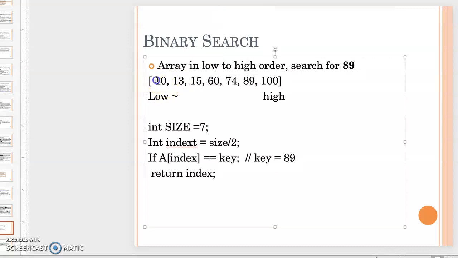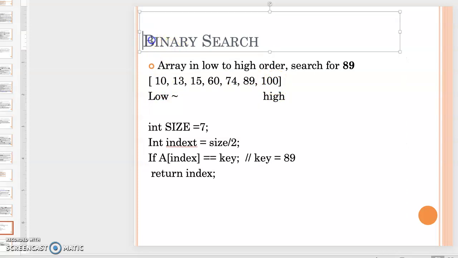We start from low to high. You can see they are in sorted order, so the values go from low to high. Let's say, for example, the size is equal to 7. When we do the linear search, remember we need to write a for loop: for i equal to 0, i less than the size.